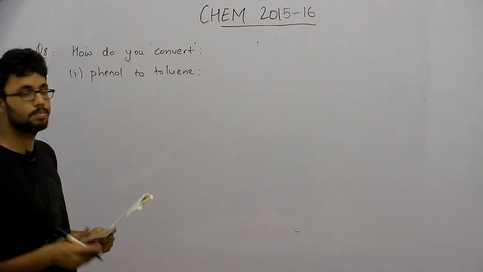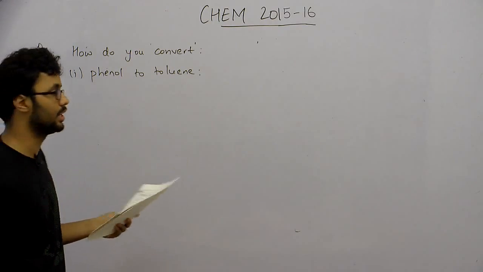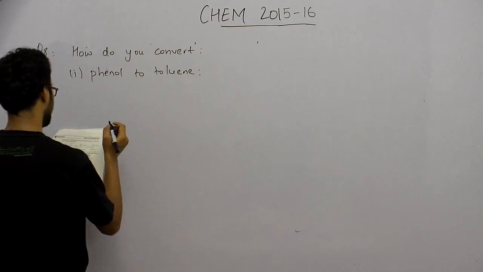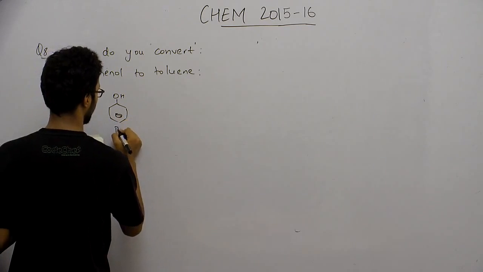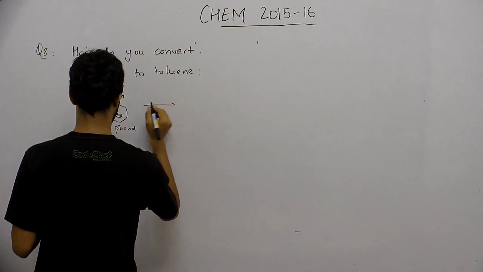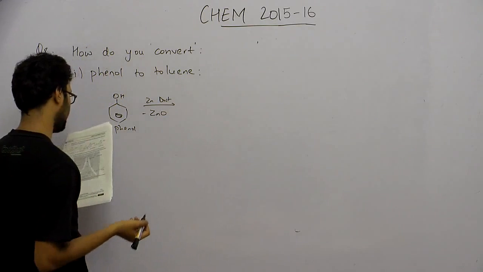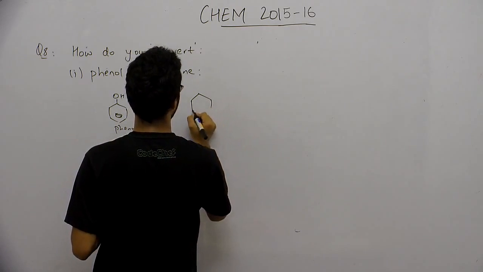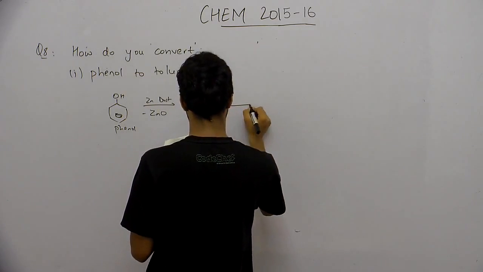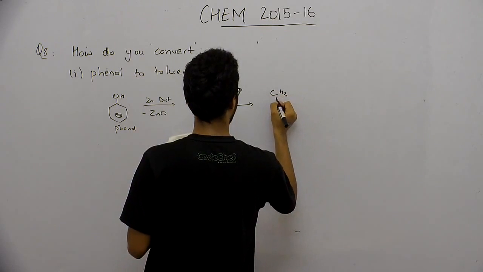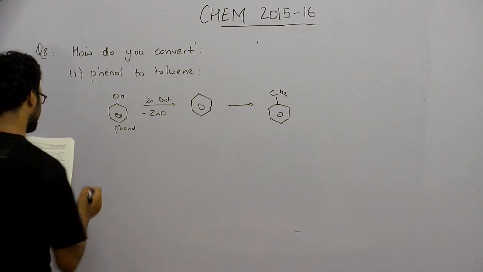So the option part of the 8th question: how do you convert phenol to toluene? First we will treat phenol with zinc dust. It will form ZnO as a product and we will get benzene. Now we will perform acetylation and we will finally get toluene.